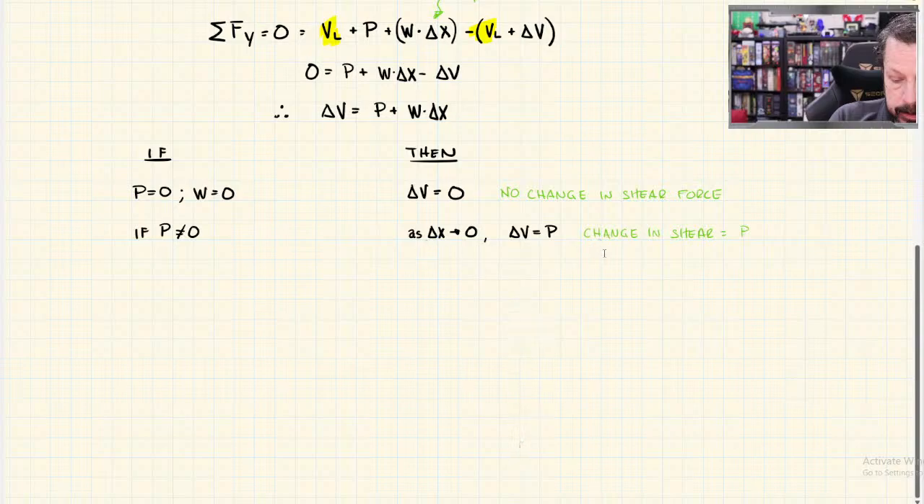So let's actually change this to say there's a step change. So it instantly happens. It either goes up if your point load is pointing up like mine are, or it goes down if the point loads are pointing down.